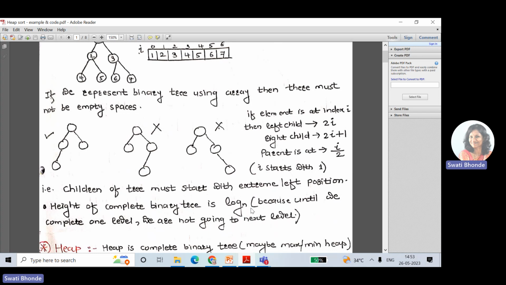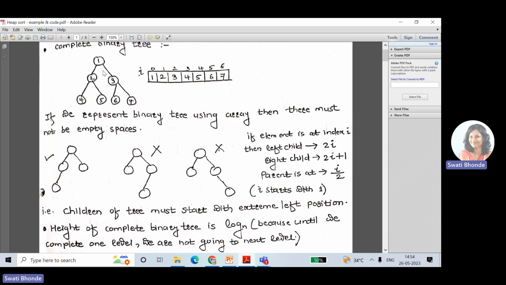One more thing is about the position of left and right child. Suppose the root is stored at index I, then it is for sure that its left child is at 2 into I plus 1 position and the right child will be at 2 into I plus 2 index position in the array.